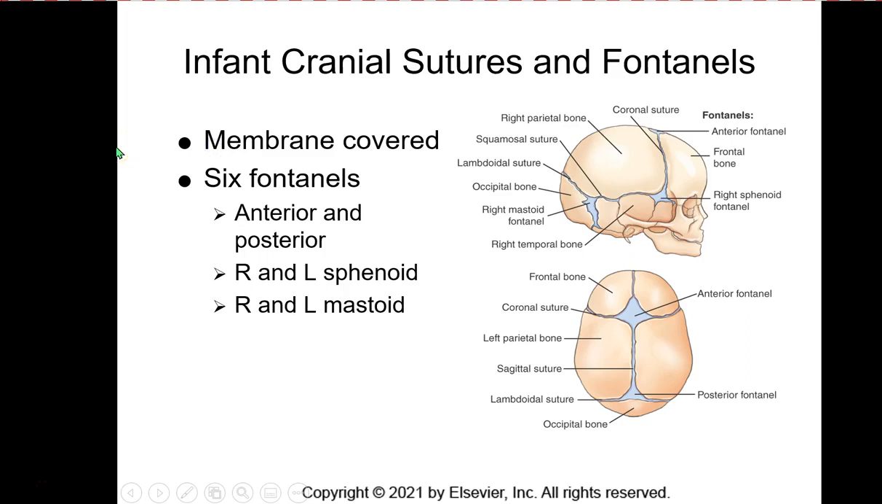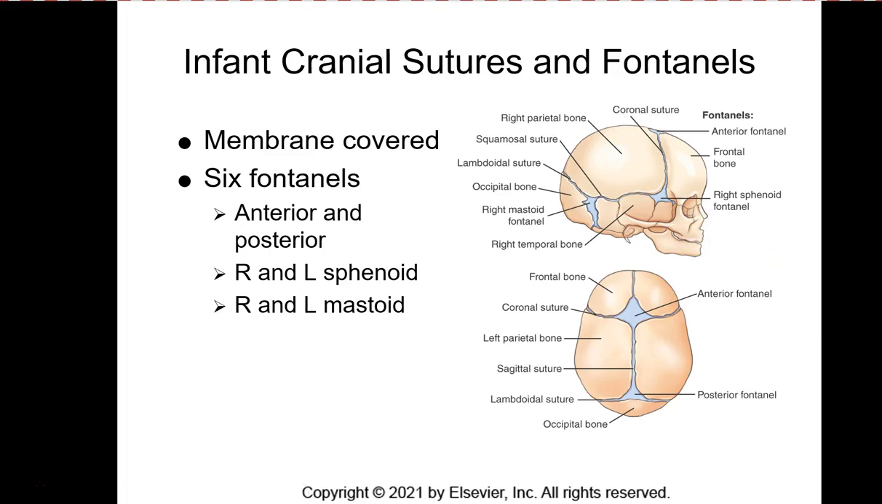Finally, let's discuss the infant sutures and fontanelles. So in contrast to an adult skull, the calvarium of an infant is very large in proportion to the rest of their body, but the facial bones are very small, and you can see that here on the diagram.